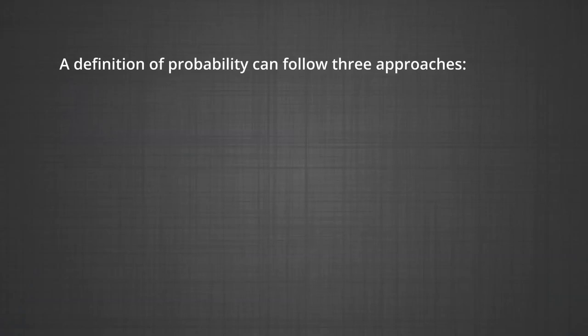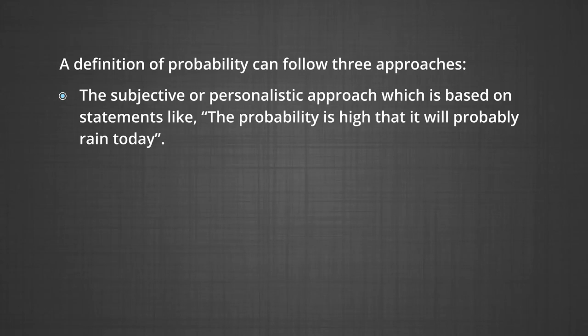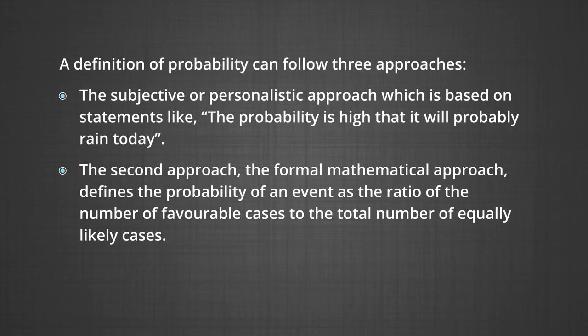A definition of probability can follow three approaches: the subjective approach or personalistic approach, which is based on statements like, the probability is high that it will probably rain today. The second approach is the formal mathematical approach. It defines the probability of an event as the ratio of the number of favorable cases to the total number of equally likely cases. This usage is based on games of chance involving cards, dice, and coins. The probability of getting a 3 in one throw of dice is 1 upon 6. In this way, this usage is based on a concept of equally likely cases.